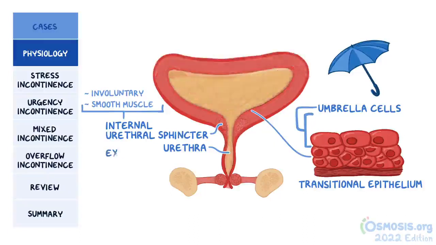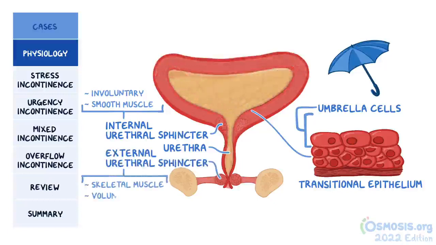The second one is the external sphincter muscle, and it's made of skeletal muscle and is under voluntary control. This is the reason that it's possible to stop urine midstream by tightening up that muscle. Once urine has passed through the external sphincter muscle, it can no longer be stopped.